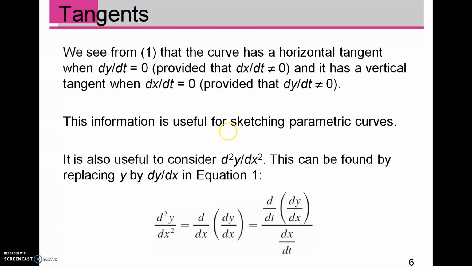We see from 1 that the curve has a horizontal tangent when dy/dt equals 0, provided that dx/dt is not 0, and it has a vertical tangent when dx/dt equals 0, provided that dy/dt is not 0. This information is useful for sketching parametric curves. It is also useful to consider the second derivatives. So this can be found by replacing y by dy/dx. All right. So you'll see here d/dt of dy/dx over dx/dt.